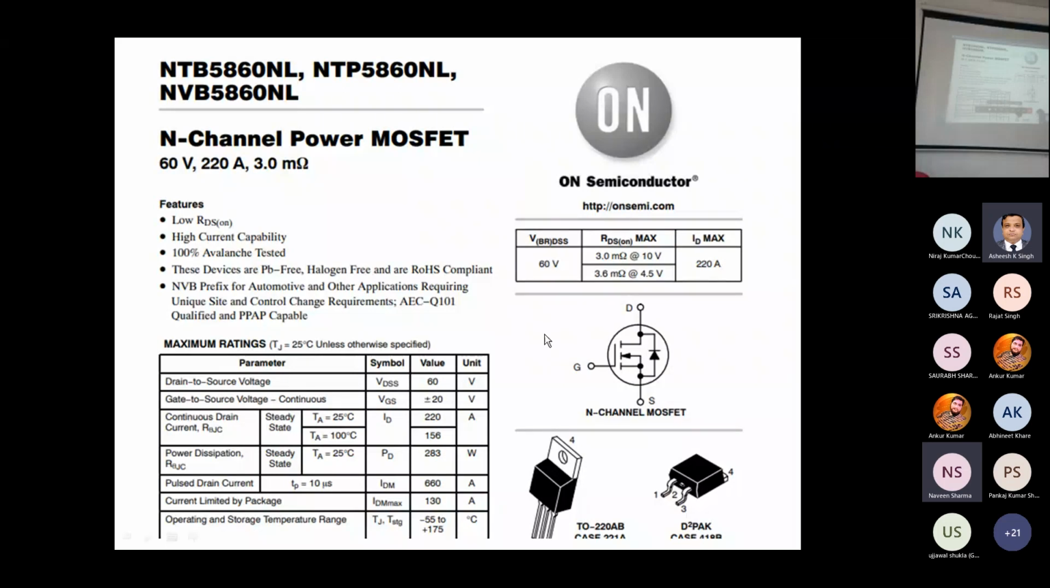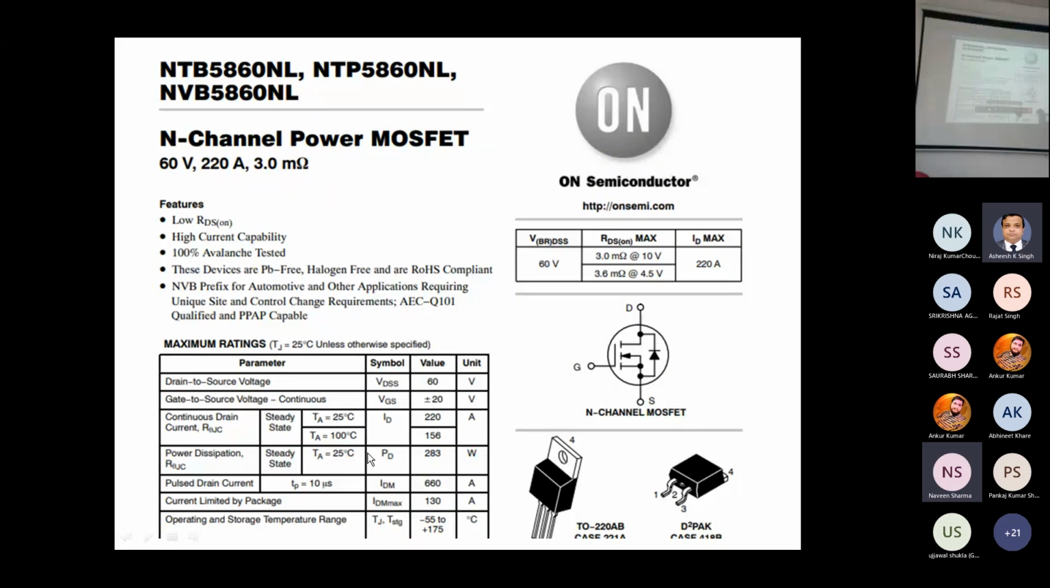Suppose we want 70 volt of forward voltage, then we cannot use this switch because its forward breakover voltage is only 60 volt. So the off state voltage is 60 volt, and if we have 70 volt applied, it will not withstand in the off state. So a higher voltage rating switch has to be used. Here you have drain to source voltage, that is 60, and gate to source voltage continuous, we can use 20 volt plus minus pulses.